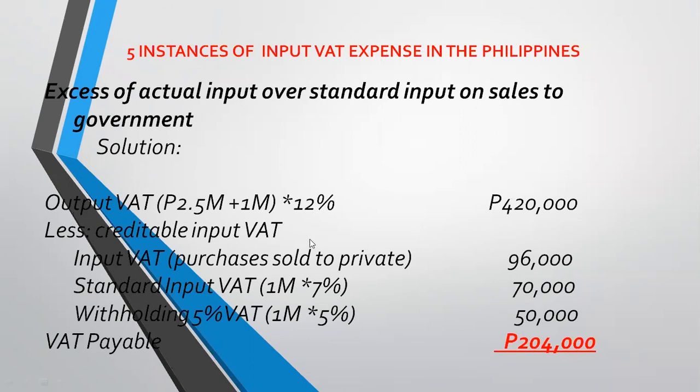So less creditable input VAT, which is the actual of 96,000 and the standard input VAT of 70,000, and we have the 5% withholding of 50,000. This 5% was withheld by the government. So the payment to the supplier is already less 50,000. This 50,000 is a withholding, final withholding VAT of 5%. So therefore, do the math, our VAT payable is 204,000 pesos.